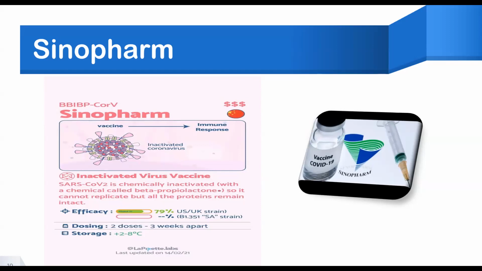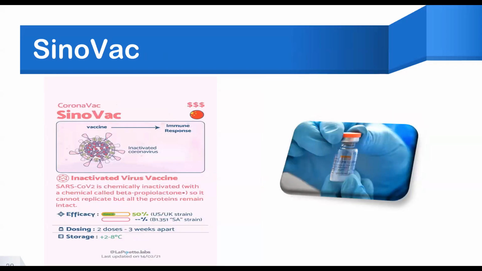Okay, next is the Sinovac. This Sinovac is an inactivated virus vaccine. The research name is CoronaVac. The type of vaccine used is inactivated, and it is still IM. It has 2 doses. The efficacy is lower, only 50%. And this is usually the one used here in the Philippines.